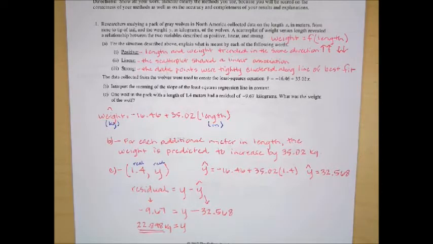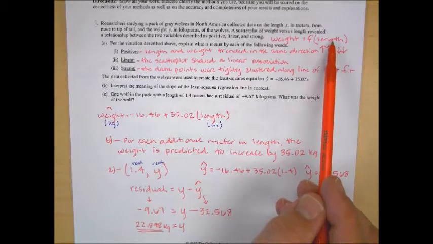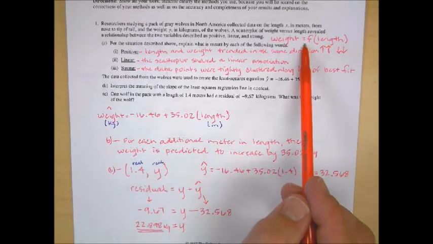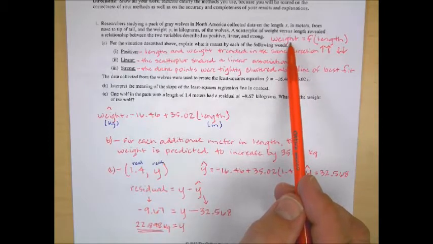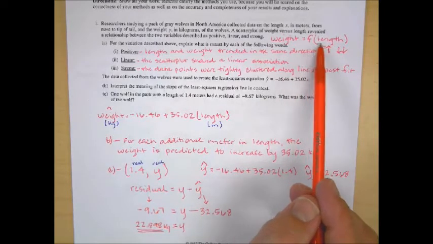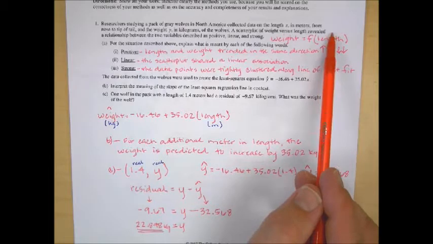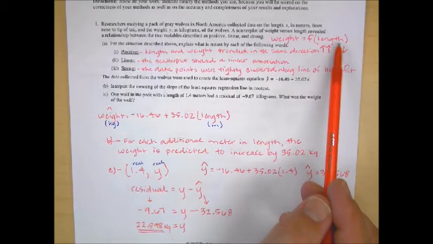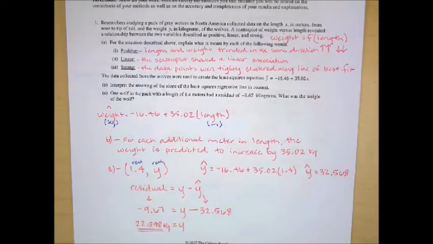So you can see what I wrote. The fact that it was positive means the two variables trend together. As the wolf increases in length, the weight tends to increase as well, or the other way around. As the wolves get shorter in length, their weights tend to decrease. So when the two variables are trending in the same direction, it's a positive association.